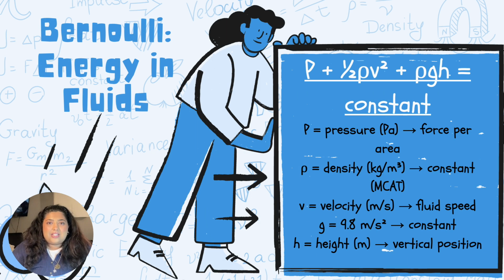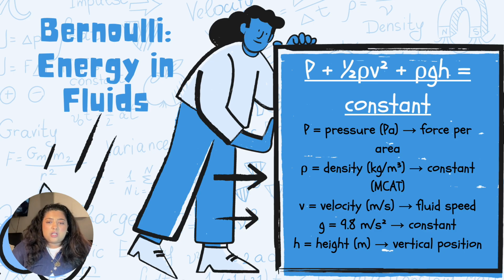The second key idea is Bernoulli's principle, which is basically energy conservation but applied to fluids. So pressure, motion, and height are all connected. If one increases, something else must decrease. The main takeaway for the MCAT is that if velocity increases, pressure decreases, assuming height stays the same. Another way to think about it is that the energy is being redistributed. If more energy goes into motion, less is available as pressure.